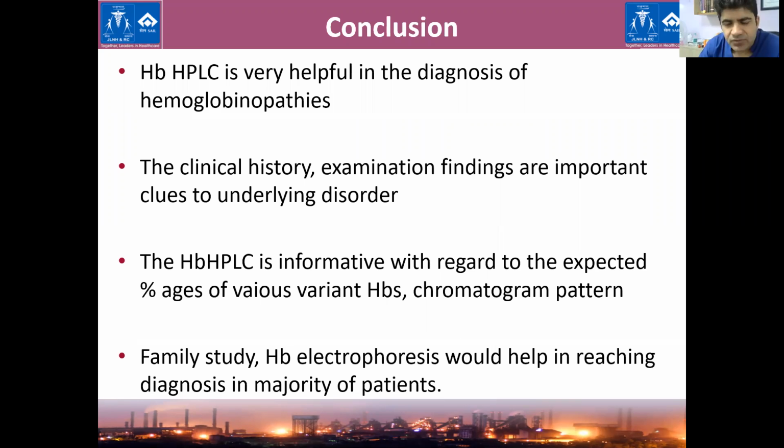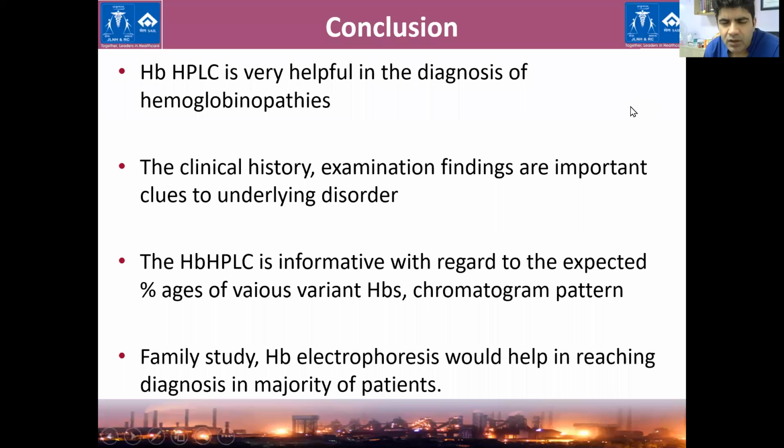Okay, so there are a few questions in our chat box also. I think Neeta just put in: if a baby is born to parents with sickle trait, when would we advise HPLC in the baby when it's born to a sickle cell trait couple?